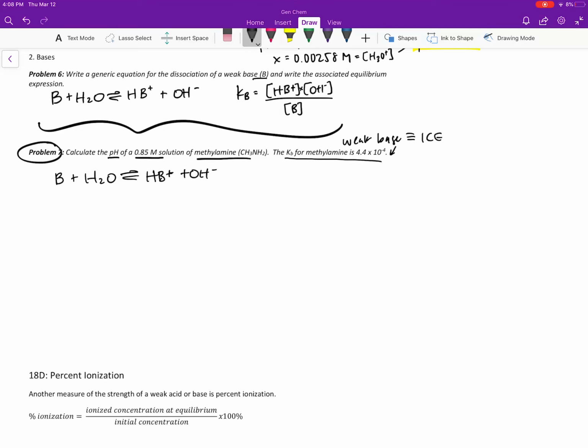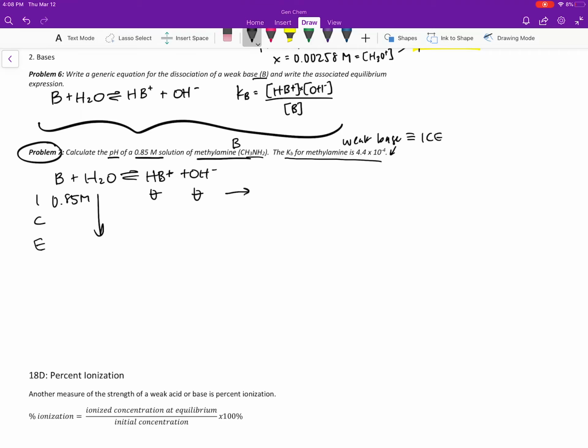I'm going to go ahead and just use my generic weak base expression for my ICE table because methylamine, its formula is a lot to write out. So I'm just going to use B to describe methylamine and then HB plus for its conjugate acid and hydroxide. Remember, water is not going to show up in our expression. I'm going to go ahead and plug in my initial amounts, which is 0.85 molar of the weak base, none of my conjugate acid, none of my hydroxide, which has been something we've seen in several problems thus far.